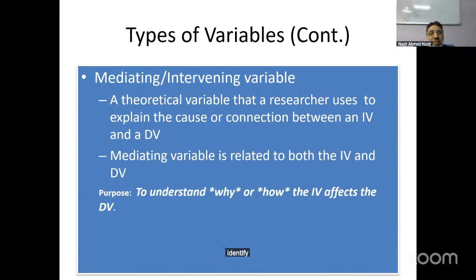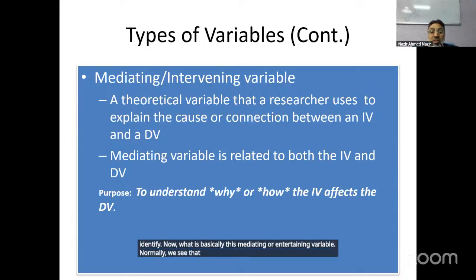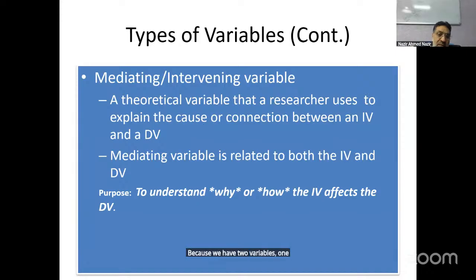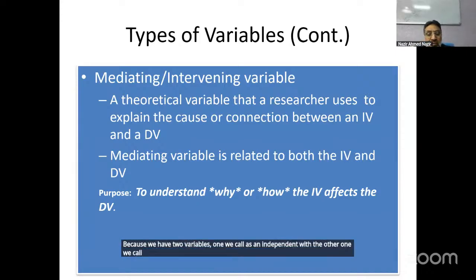Now, what is basically this mediating or intervening variable? Normally, we say that it's a variable which is a reason for the relationship between two different variables, X and Y, independent and dependent, with a mediating variable between them. If they are connected not because of themselves, but because of a third variable we call a mediating variable, that plays a role in the relationship between these two variables. We have to dig out which one it is, whether it is or not.